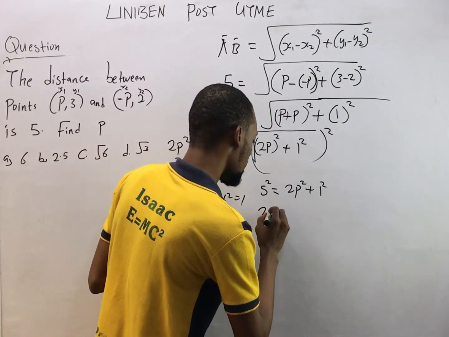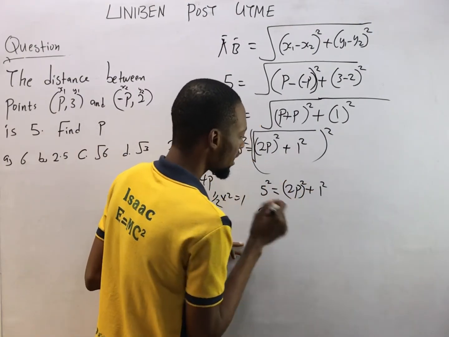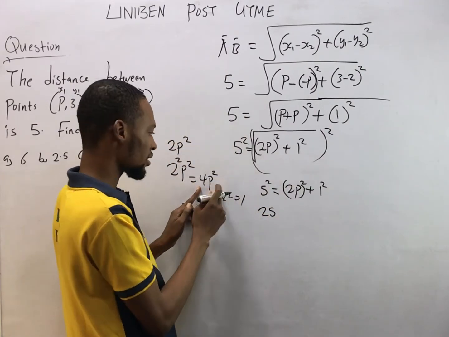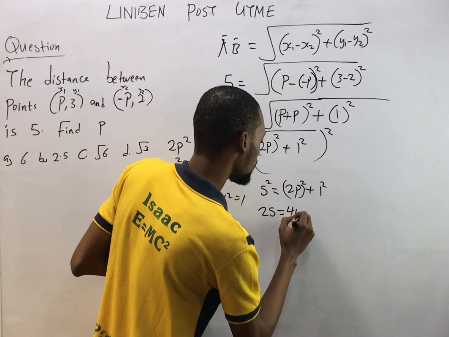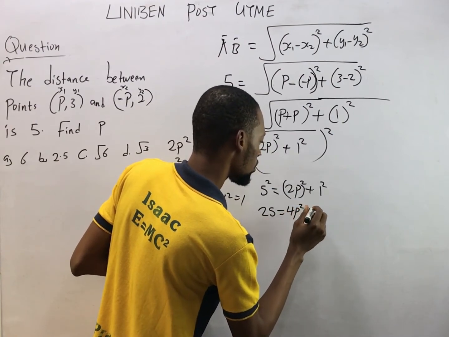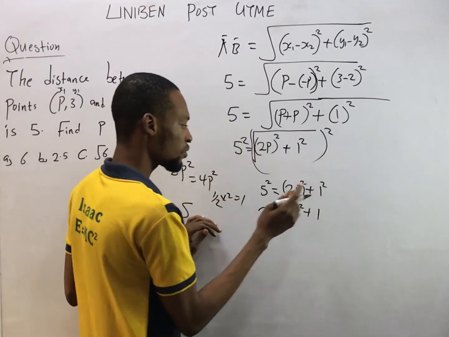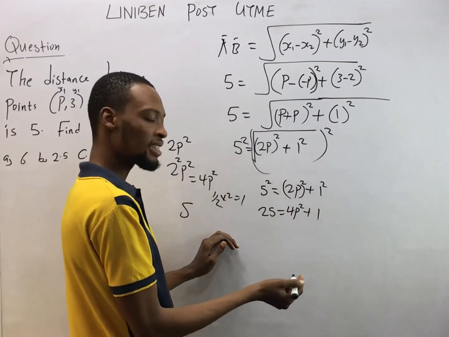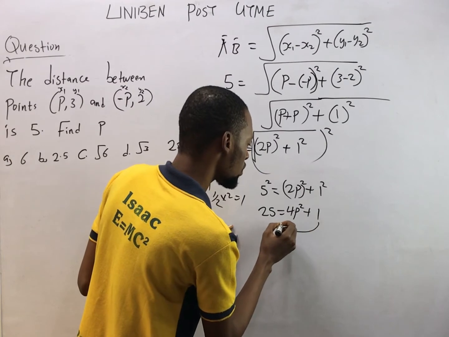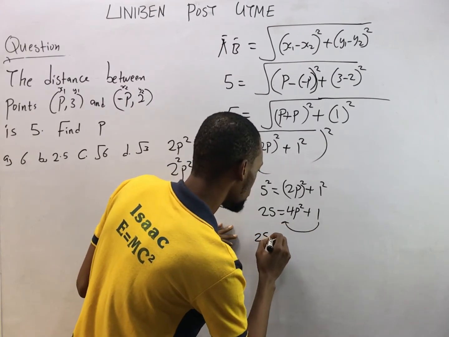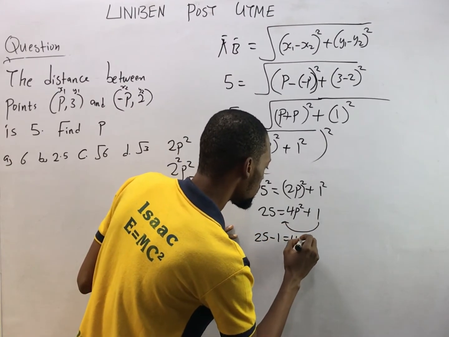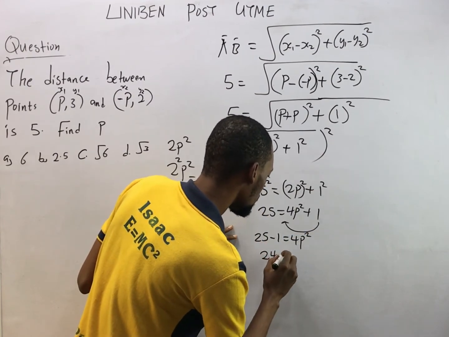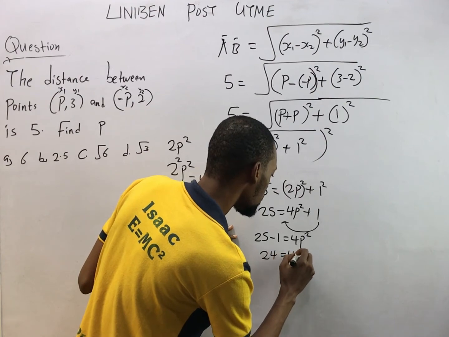5 squared is 25, and 2p all squared is 4p squared, like I solved earlier. So here you have 4p squared plus 1. 1 squared is 1. So let's take this to this side. That's collecting like terms. Bringing 1 this way will be 25 minus 1 is equal to 4p squared. 25 minus 1 is 24. So 24 is equal to 4p squared.